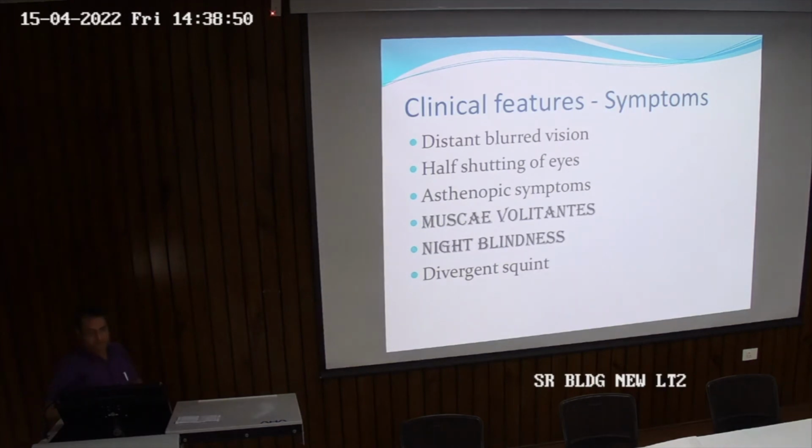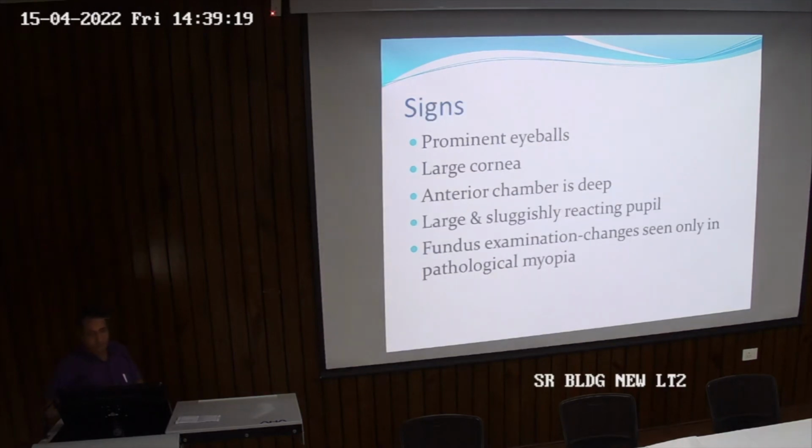Half shutting of eyes. Half shutting of the eyes is a compensatory mechanism in the myopia patient, because it will decrease the peripheral rays and only central rays will focus or try to focus at the fovea. Asthenopic symptoms may be present due to the vitreous changes, night blindness in pathological myopia, and divergent squint may be there. Signs: prominent eyeball. The eyeball will look large, more than normal.